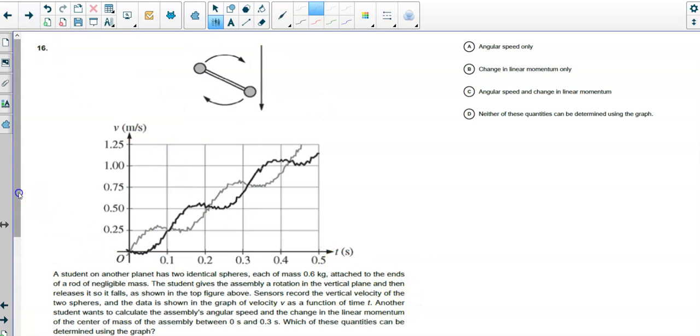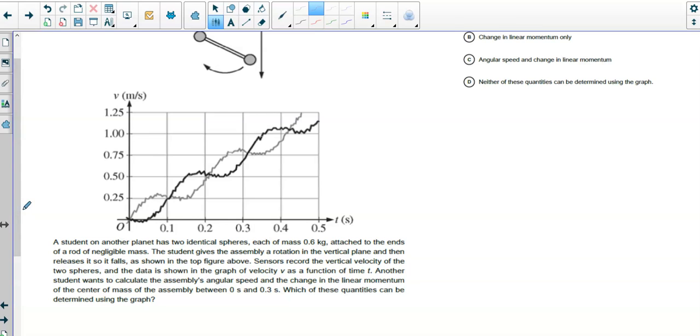Student on another planet. Now we're dealing with problems from students on other planets. Can't they do their own work?